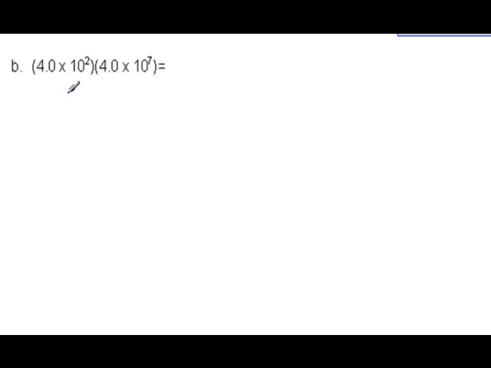Okay, B. Again, I'm going to take the number part and multiply by the number part, power part multiply by the power part. As long as I have the same base, I can do this. I couldn't if they were different. So 4 times 4? 16. 10 to the second times 10 to the seventh.